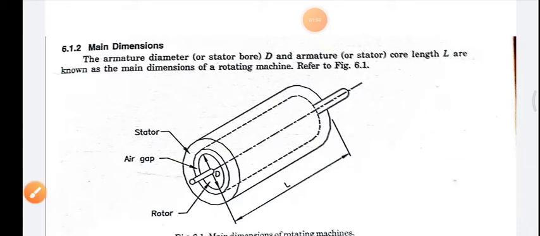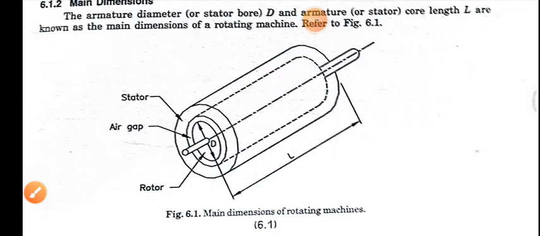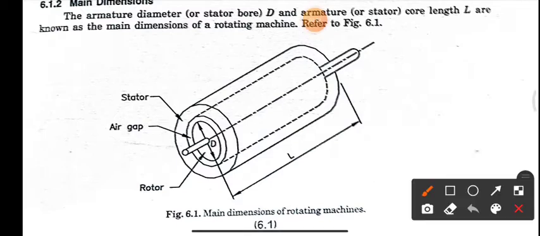Now in this figure we can see the armature of an induction motor. Here this entire portion, the line I am drawing, shows capital D, that is nothing but the diameter of the armature. The entire line from here to here is the length. So now we know what D and L are. D is the diameter of the armature or the stator bore, whereas L is the length of the core.